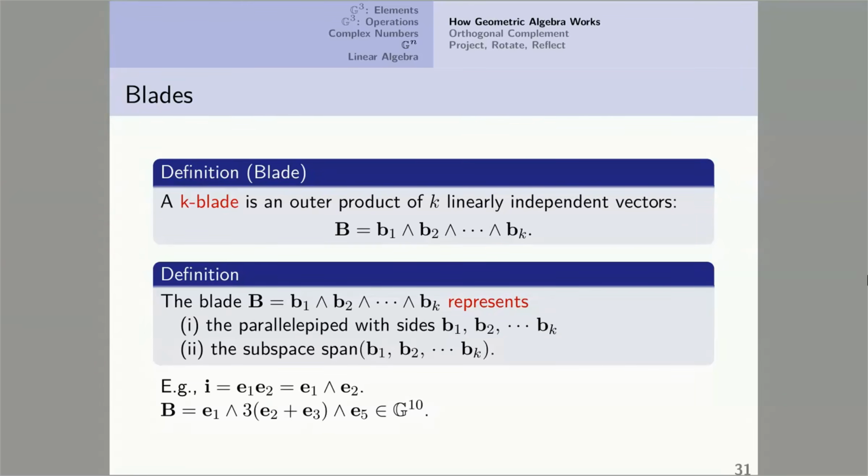Second example, I have here the outer product of three vectors in G10. B represents the parallelepiped with sides those vectors, and also the span of those vectors.